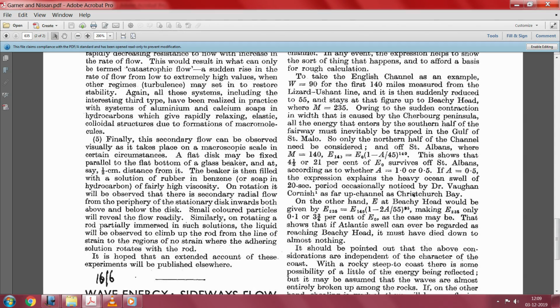A flat disc may be fixed parallel to the flat bottom of a glass beaker at say half centimeter distance from it. The beaker is then filled with a solution of rubber in benzene or soap in hydrocarbon of fairly high viscosity. On rotation, it can be observed that there is a secondary radial flow from the periphery of the stationary disc inwards, both above and below the disc. Small colored particles will reveal the flow readily. Similarly, on rotating a rod partially immersed in such solutions, the liquid will be observed to climb up the rod from the line of the strain to the regions of no strain. So, here he is also discussing the rod climbing effect.